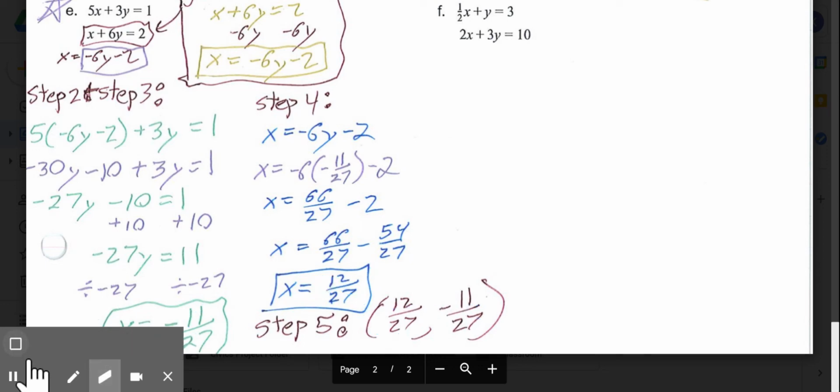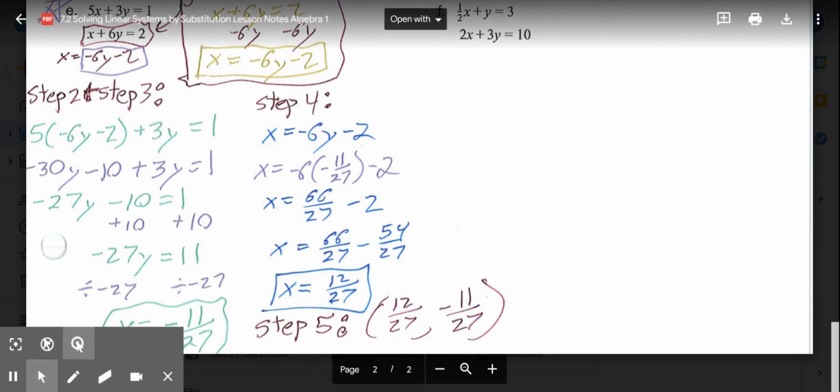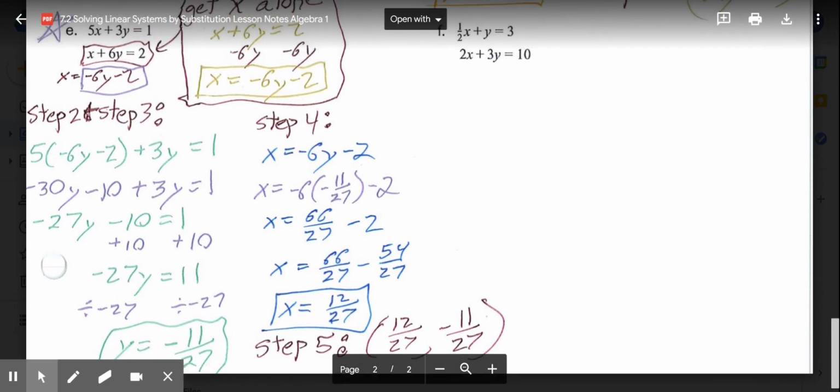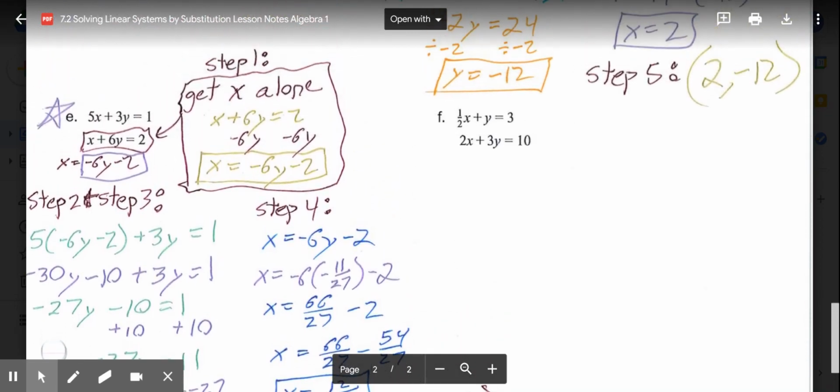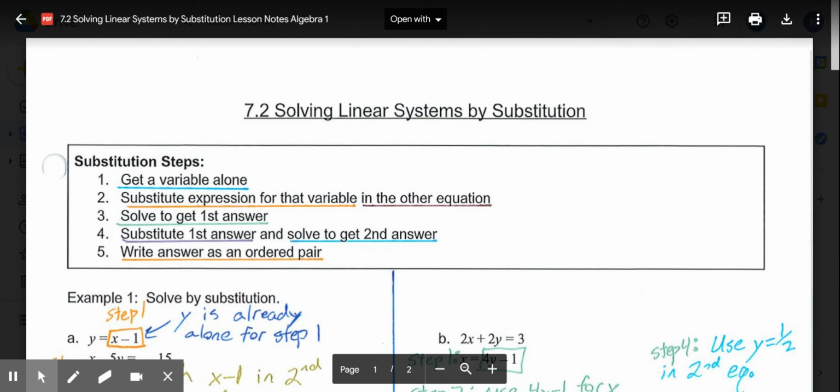Apologies on that one. So as you go through the practice problems, what you want to make sure, obviously, is that you are following these 5 steps for each problem. And make sure in step 1 that you begin with one of the 2 equations being solved for a single variable.